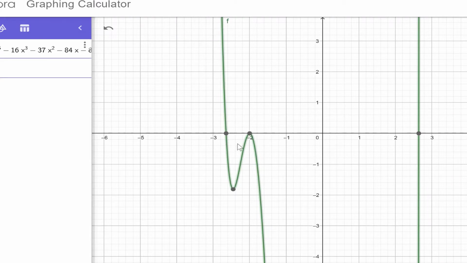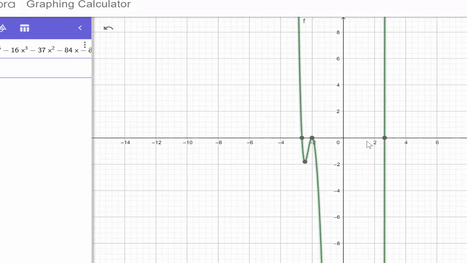And so there's a 0 that's somewhere between -2 and -3. There's a 0 that's -2. And notice how the graph is just touching there, which suggests that's a 0 of even multiplicity. And then I have a 0 over here between 2 and 3. And I think that's all I got.